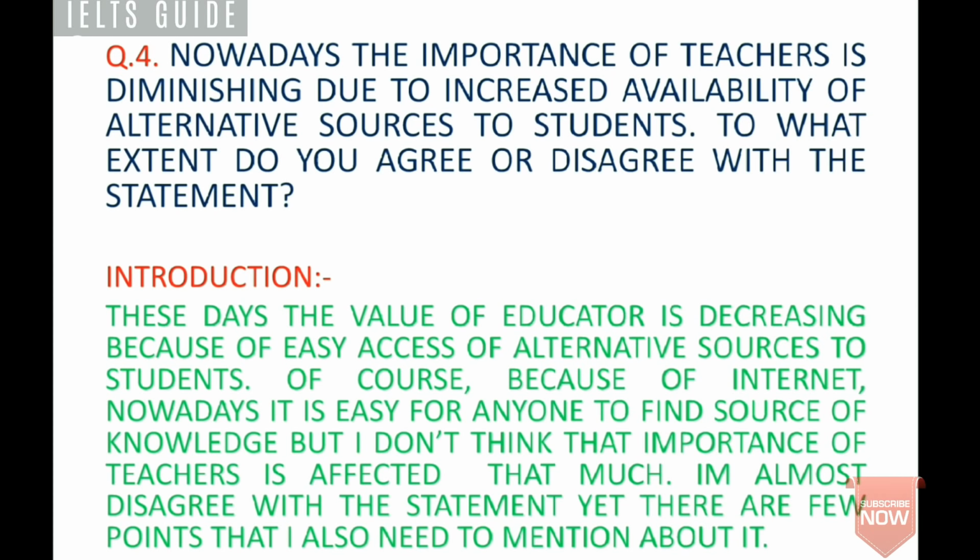Yes friends, I almost disagree with the statement, but still I mentioned that there are some points that I need to mention because those points can make the statement agreeable in some regards, right? So I do not completely agree or completely disagree with the statement. I partially agree and partially disagree, right friends? So this is how I make the introduction for question number 4.